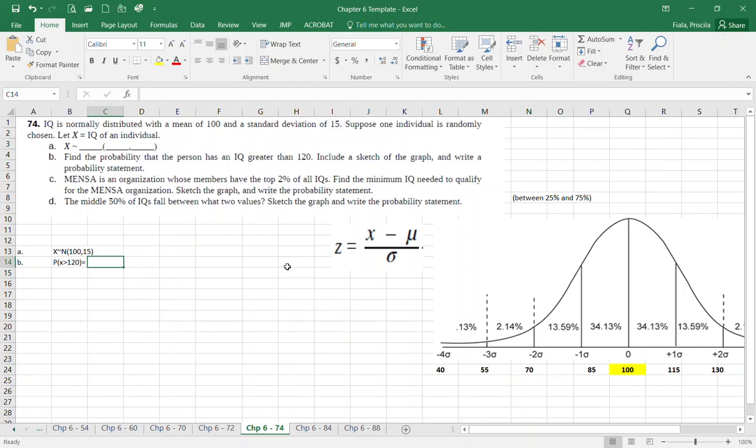How do you do that? Well, we have x, we have the mean, and we have the standard deviation. So let's do x, which is 120, minus my mean. I'm just doing this formula right here. And we're going to divide that by 15. And there we go, my z-score, but I'm not done yet. So my z is equal to 1.33 if you round it.